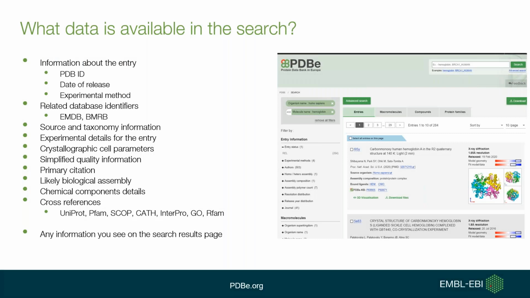So then what data do we see in the search? What do we get in the searches window afterwards? Everything you can see within the search results page is here. For example, you can see the PDBe IDs, the data release, the experimental methods, taxonomy, source information, experimental details. We have crystallographic cell parameters, the citation that's available, the assembly, chemical components. So quite a lot of data is there, and we'll get into more of that as we go into using the API and using examples in there.